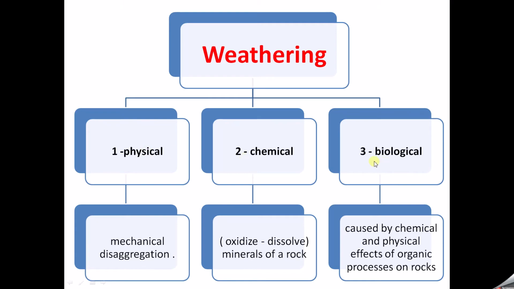Physical, chemical, biological. What is physical weathering? Mechanical disaggregation of rocks. Chemical has two processes: oxidation and dissolution of rock minerals. Biological is caused by mechanical and physical effects of organic processes on rock. So organic processes will cause chemical and physical effects on the rock.